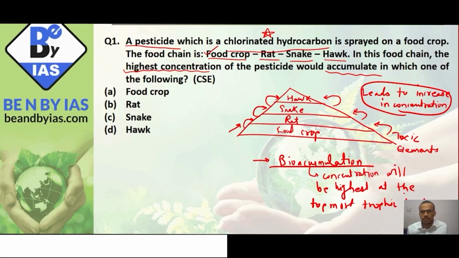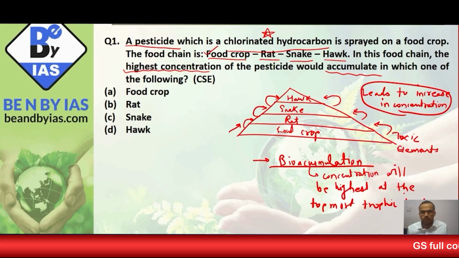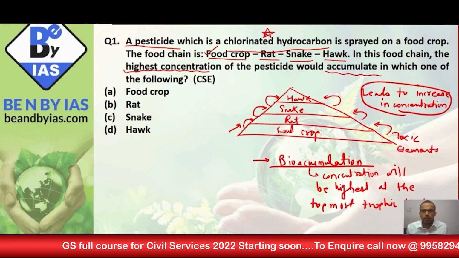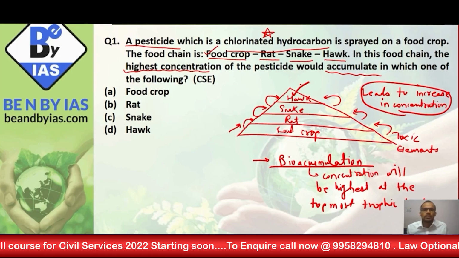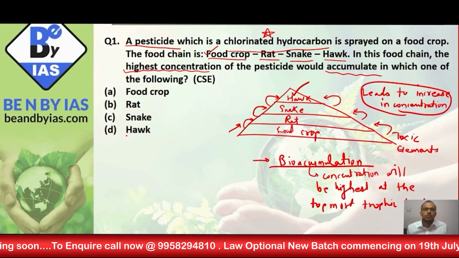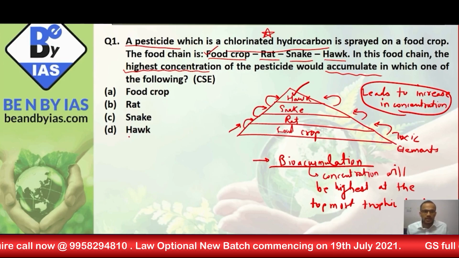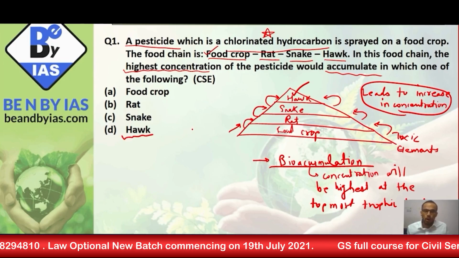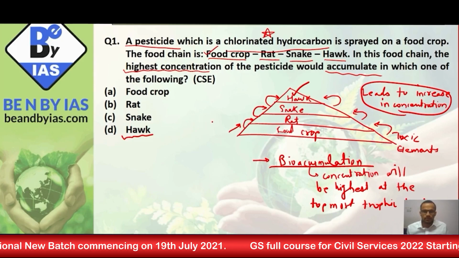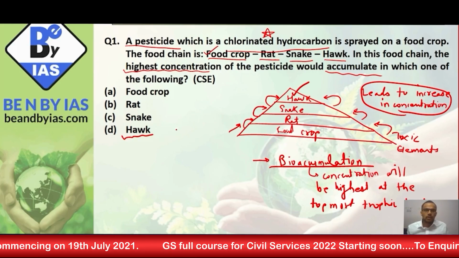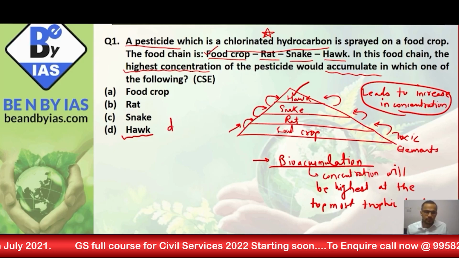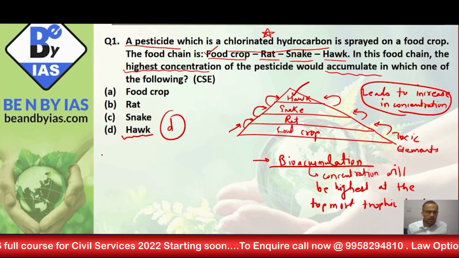Fine. So as this particular contaminant or toxic element is transmitted from food crops to rats to snakes and lastly to hawks, it would be hawks where the concentration of this particular pesticide will be highest, and hence its answer should be D, hawk. Fine. So answer is D.